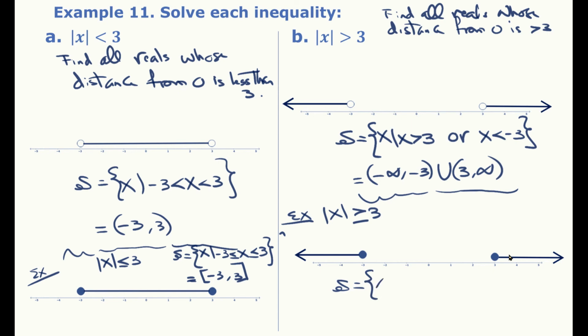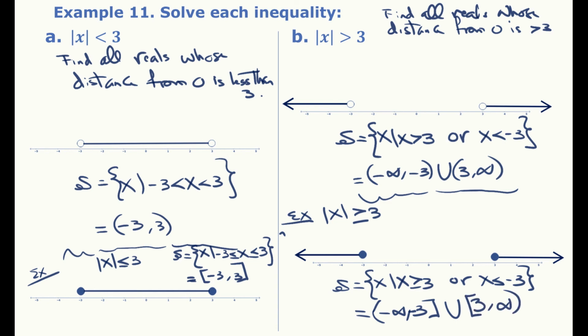the solution set in set builder notation will be all x such that x is greater than or equal to 3, or that's these numbers, or x is less than or equal to -3, okay? And in interval notation, we'll have -infinity to -3 bracket, because this time -3 is included. We're describing this piece first in interval notation. Union bracket 3 comma infinity, because this time 3 is included.